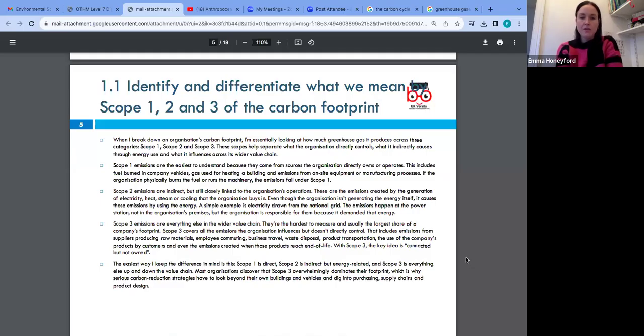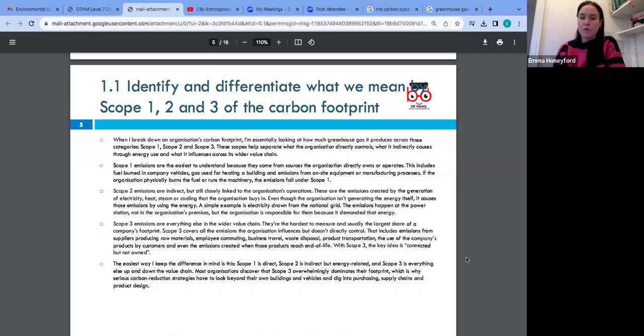So scope 3 emissions are everything else in the wider value chain. They're the hardest to measure. This is when it gets quite tricky. You're looking at your suppliers. This is why procurement has such a vital role to play within organisations, because you can then see where you procure, where you get your services from, and how they use energy. They are the hardest to measure and usually the largest share of a company's footprint.